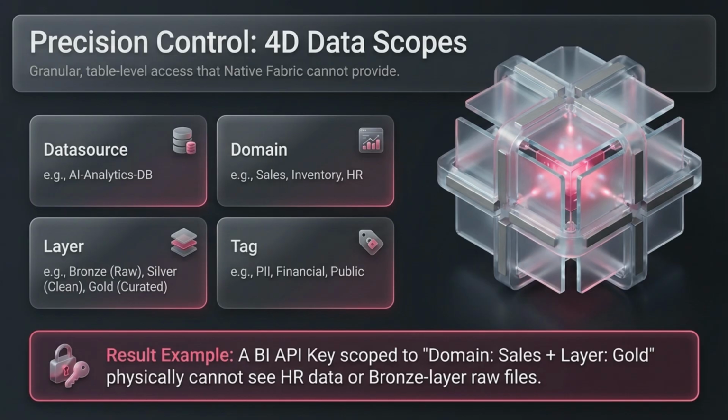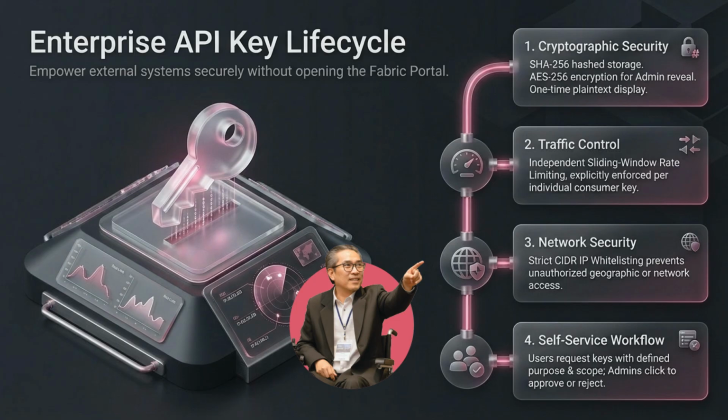Standard tools like native Fabric often lack the precision we need. That's why we've introduced 4D data scopes. By breaking access down into 4 key dimensions, data source, domain, layer, and tag, we provide granular, table-level control that ensures total security. For instance, an API key for your sales team's gold layer will stay strictly within those bounds, making it physically impossible for them to peek into HR or raw data. It's security by design.